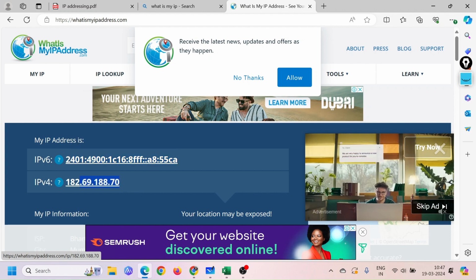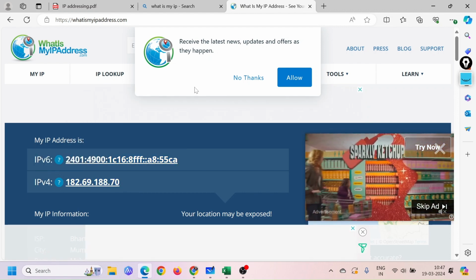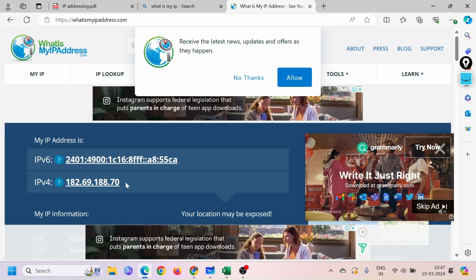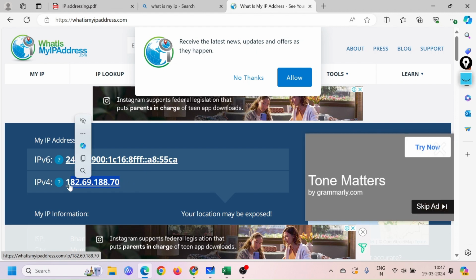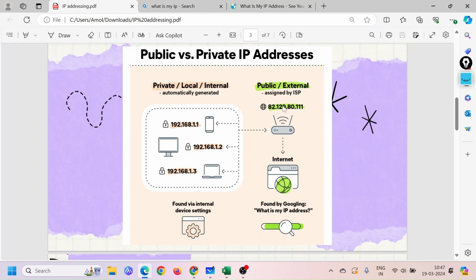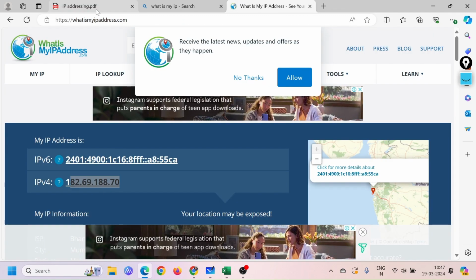Now this is the public IP. Today you have got it from your ISP, but tomorrow when you search again, you might have a different IP. So this IP is not static, and I have got it for my router. Whenever I access the internet, I access it via this particular IP. That's a public IP. Great.